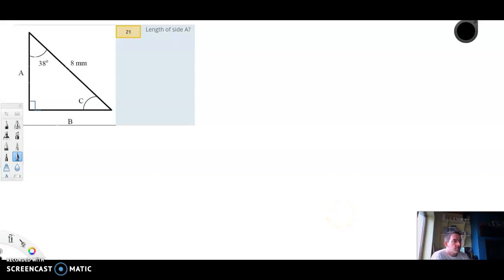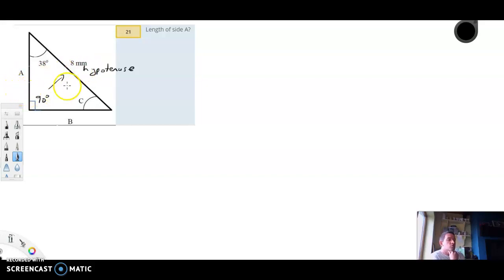Question 21, we're looking for the length of side A. And we have a right angle triangle, that's 90 degrees there. The side opposite the right angle there is the 8 millimeter side, that's known as the hypotenuse, so we're just going to label that. And we're looking for the length of side A.